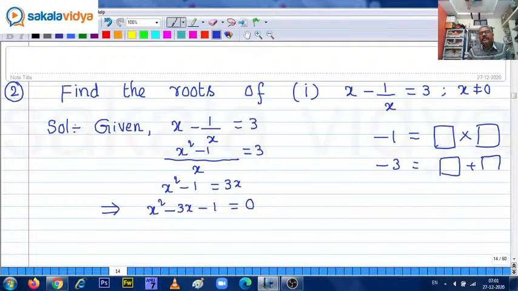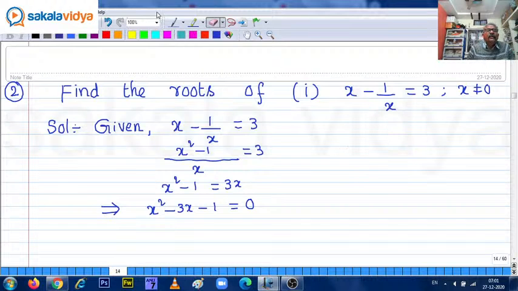So this is somewhat difficult to find out. Directly we cannot find out. That's why we need to use the quadratic formula method. That will be a very easy method. So let us use the quadratic formula method. Now, what shall we do here?